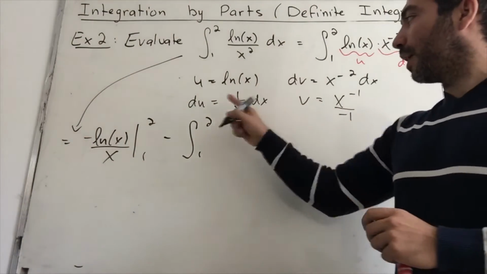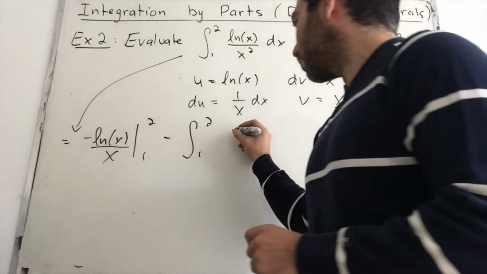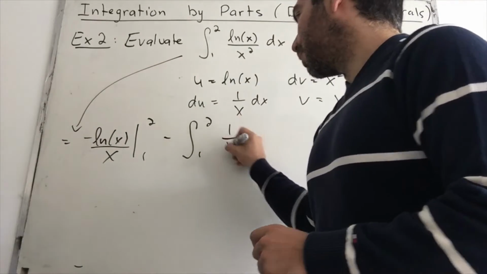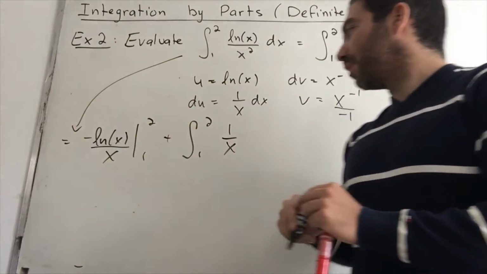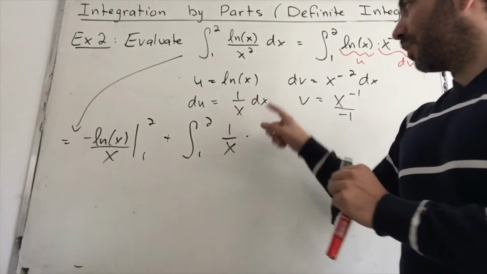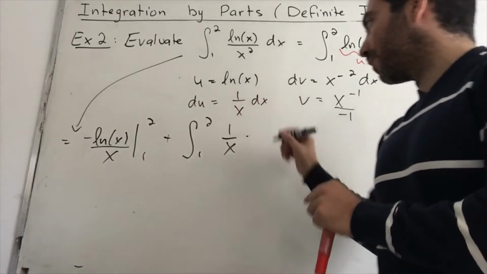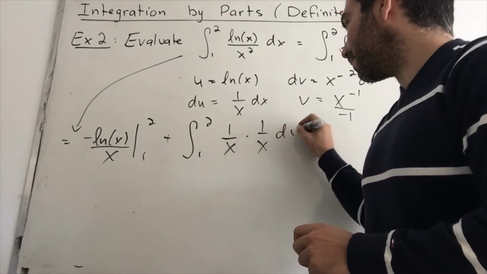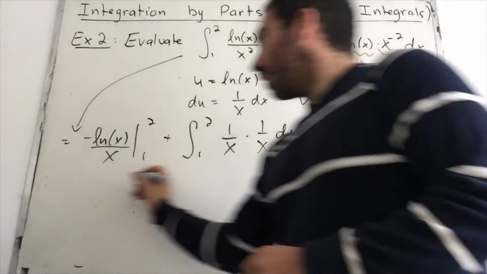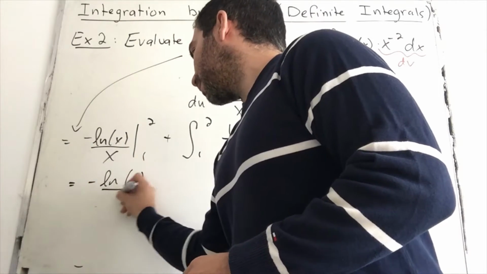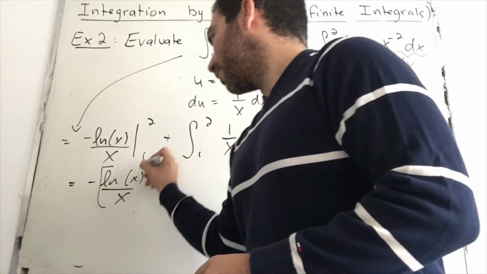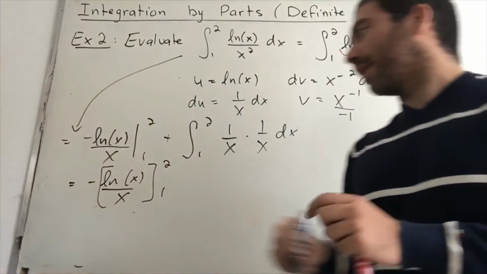And now it's v times du. So x to the negative 1, I'll rewrite it as 1 over x. And since it's negative, I'm just going to switch the sign to a positive. This times our du, which is in this case 1 over x dx. And this is easy to integrate. We're simply applying FTC part 2.